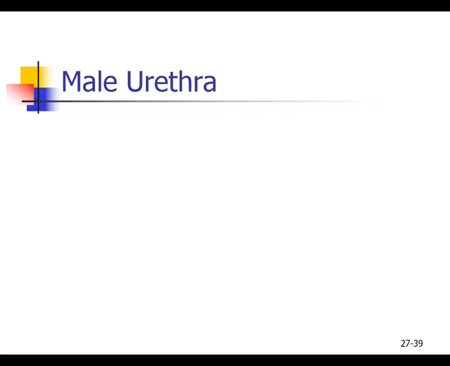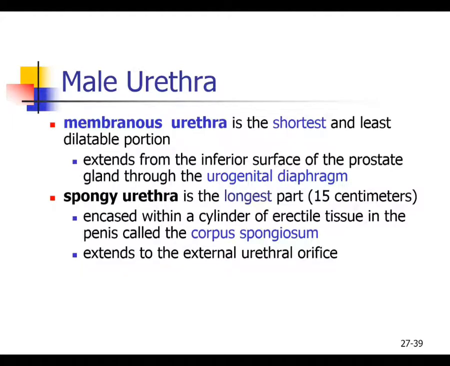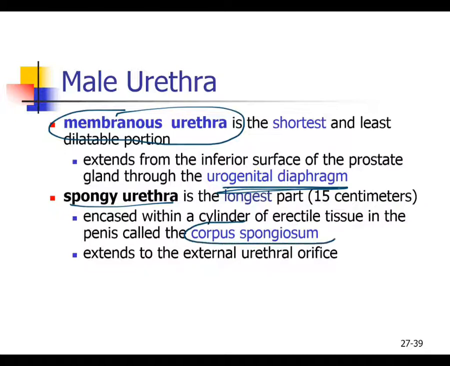Then there's a very short part of the male urethra called the membranous urethra. Very short. This is the region that basically goes through that urogenital diaphragm area. And then the longest part is referred to as the spongy urethra. Some books will call it the penile urethra. It's called spongy because it's passing through and protected by a cylinder of tissue called the corpus spongiosum. This is a partially erectile tissue in addition to the corpus cavernosa. And so the urethra is surrounded and protected by the corpus spongiosum.